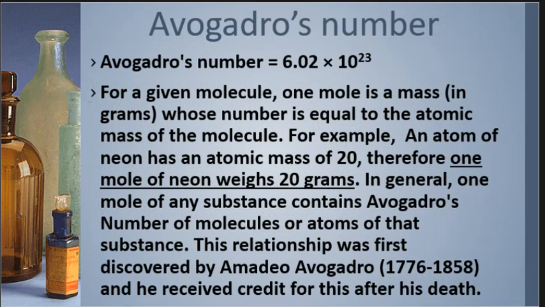I don't know why it works out that way. It's just God figured that out, and Avogadro figured out what God's design was, I guess. So an atom of neon, for instance, has an atomic mass of 20. Therefore, 1 mole of neon weighs 20 grams. It's magic. All I need is my chart. You don't seem as impressed as I am. I'm impressed with this.